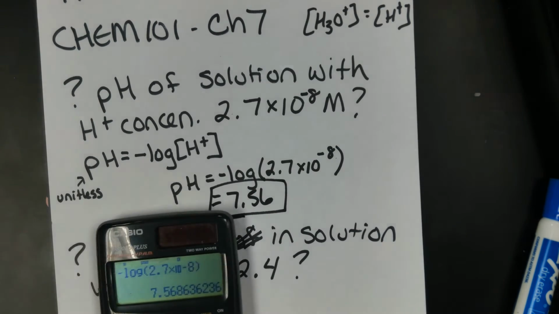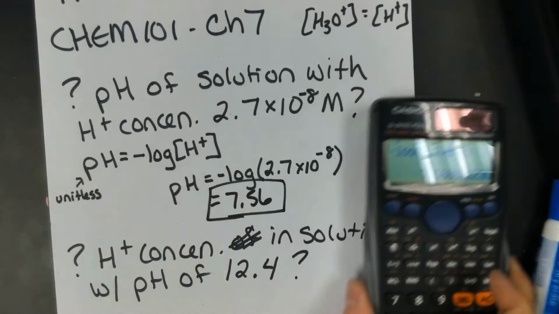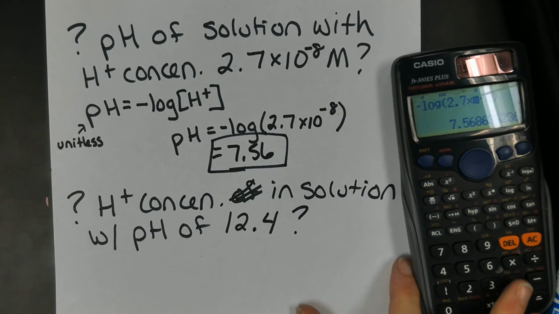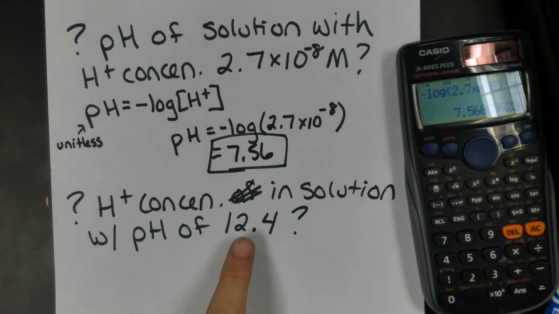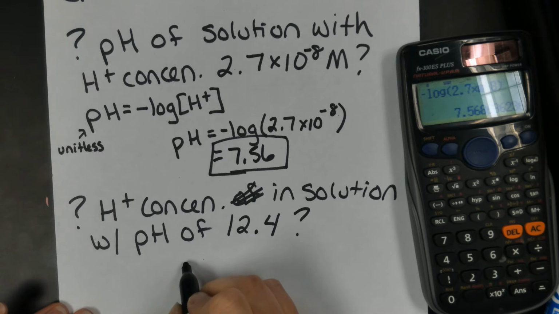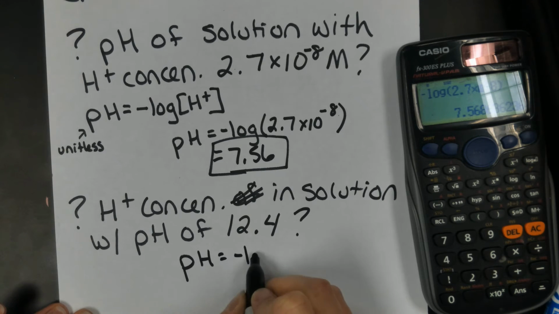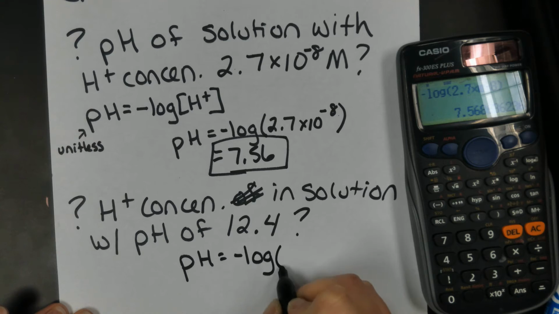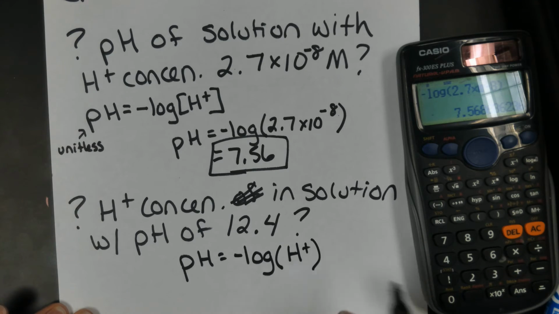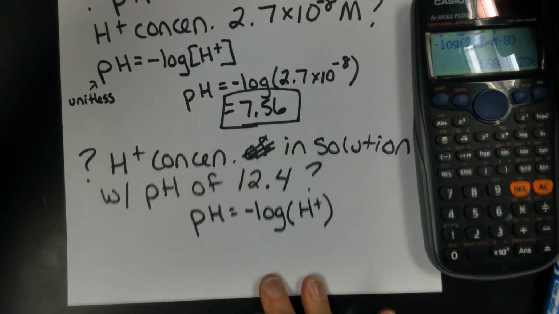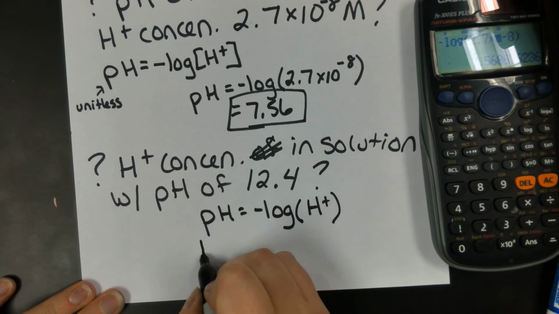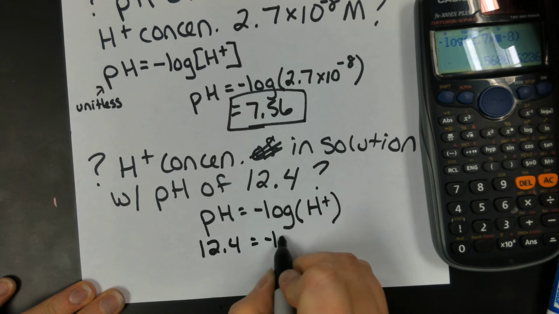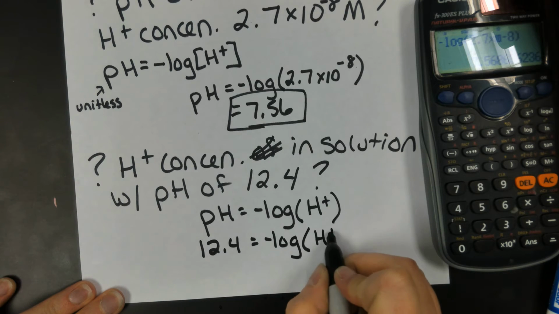The other way around, we're going to have to play with our calculators a little bit more. So this one says, what if I give you the pH and I need the H+ concentration, the hydrogen ion concentration? We're going to use that equation that we're given. pH is equal to negative log of concentration of H+, right? Well, I'm given pH. I need to solve for H+. So 12.4 is equal to negative log of my H+ concentration.